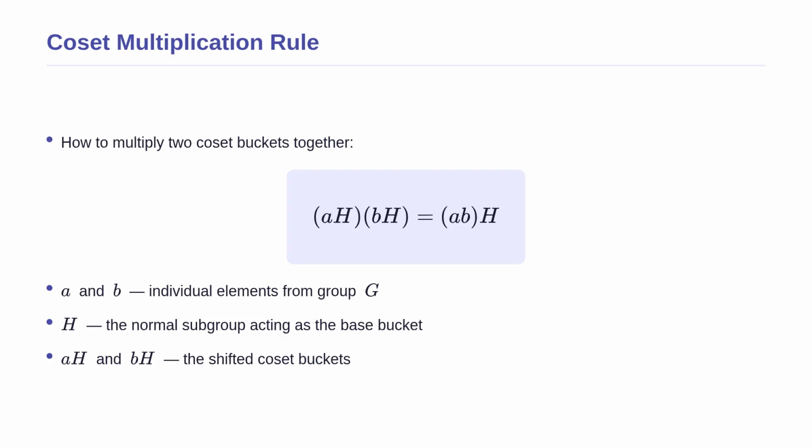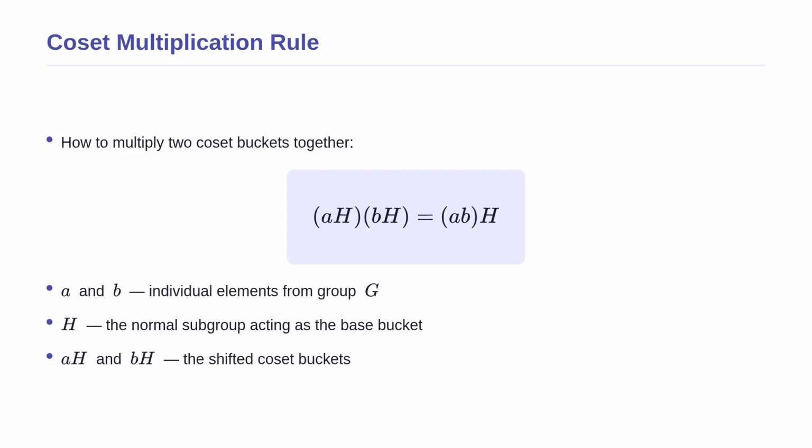This brings us to an important question. How do we actually multiply or add these buckets together? The rule is surprisingly natural, and it comes directly from how the elements interact inside the original group. To multiply the bucket AH and the bucket BH, we just take their representative elements, A and B. We multiply them together in the original group to get A times B, and then find the bucket that contains this new element. This new bucket is ABH.